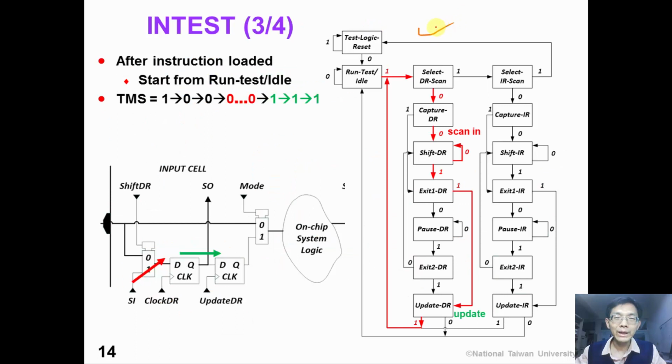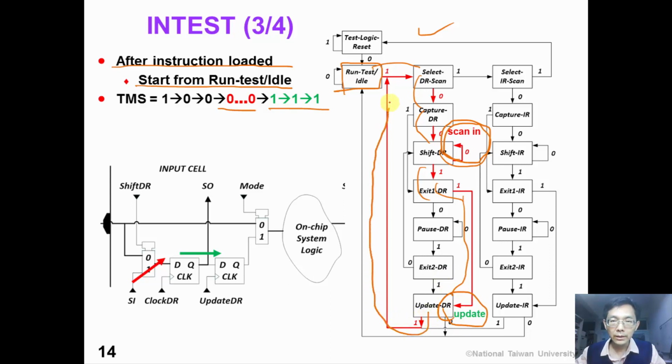Now let's explain the operation of INTEST in this TAP state diagram. Suppose that the instruction has been loaded and we start from the Run-Test/Idle state. We apply the TMS sequence of 1, 0, 0, and a sequence of zeros to shift in our test pattern, and 1, 1. At this time, we update the output flip-flop of the boundary scan cell, and 1 again.